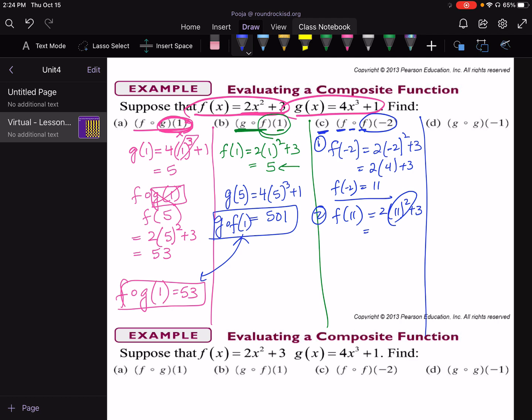This is 121, 242, so 245. So f fused or composed with f at x equals negative 2 is 245. Okay, now go ahead and try D.